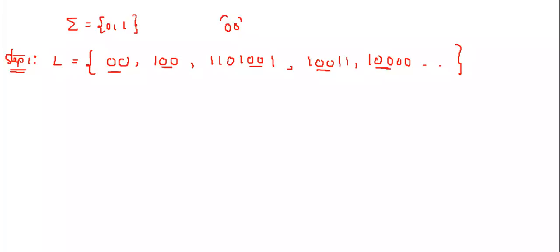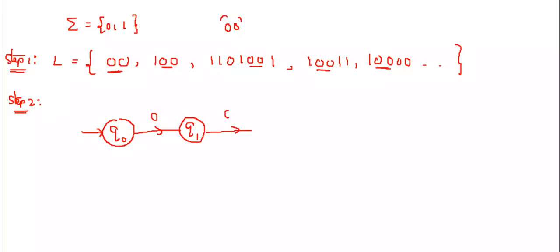First, we need to design the basic diagram for the minimum string. What is the minimum string? 00. Let us suppose Q0 is the initial state. Upon taking 0 as input, you go to Q1. Let us suppose there is only the string 00. On taking 0 on Q1, I go to state Q2. Now this is the final state. This is the DFA which accepts only 00.